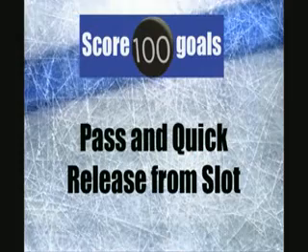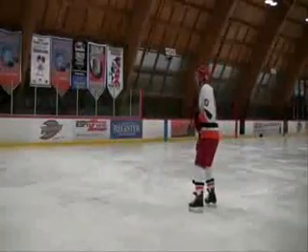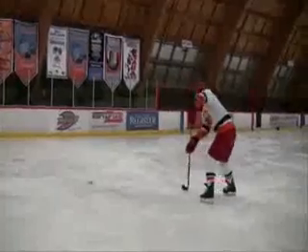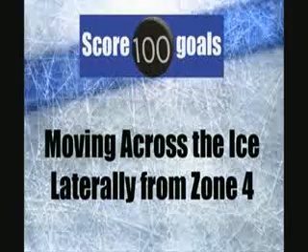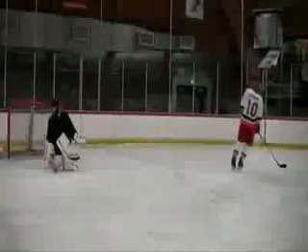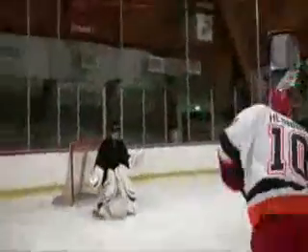Here are some common situations that you'll find yourself shooting from the slot area in. The first one is just getting a pass out of the corner. You're in the slot area, quick release on net. There's different places you're shooting from. There's another situation where you're coming out of the corner, moving out of a cycle situation, out of zone 4, coming across the ice. You're keeping your feet moving. That goalie has to move with you, and then you're shooting.